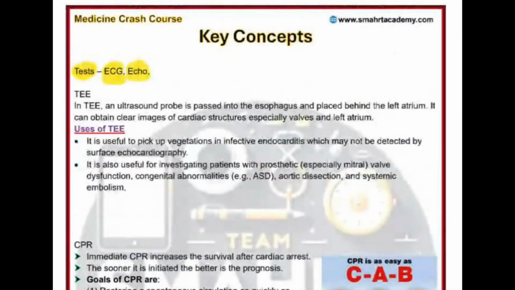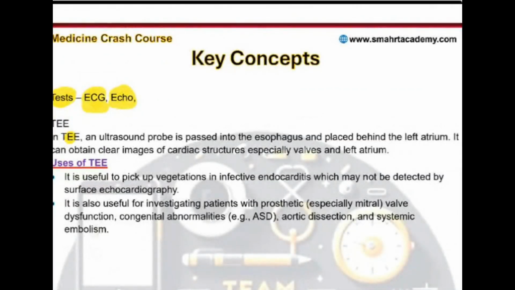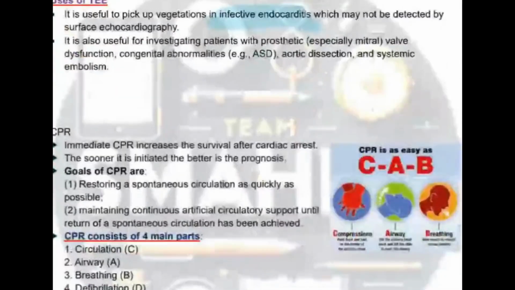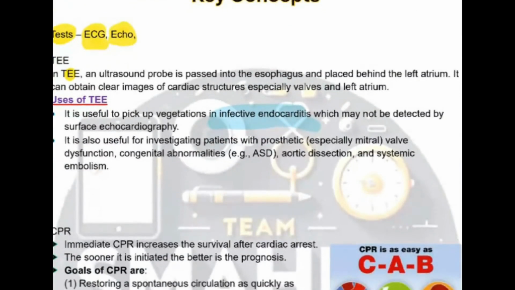Now, in echo we have many types of echo. Normally you put the probe on the chest, but in some cases you can also put the probe in the esophagus, and such echo is known as TEE, transesophageal echo. It is useful especially to visualize infective endocarditis very deeply. So this is about TEE, a special type of echo.